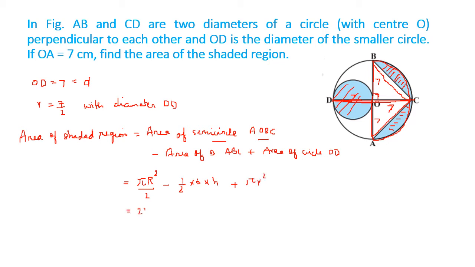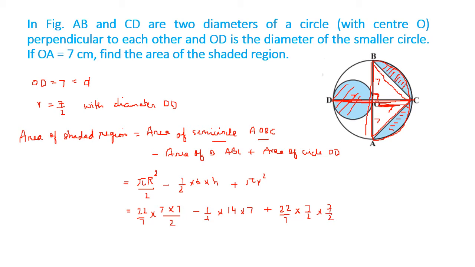So we have 22 upon 7 into radius. What is the radius? OA is 7, so 7 into 7 upon 2, minus half. So in this triangle, because it is a right angle here, this is the perpendicular, let me call this the base. So 7 plus 7, 14 is the base, and this 7 is the height, plus pi r square, the smaller circle, 22 upon 7, radius is 7 by 2 into 7 by 2.